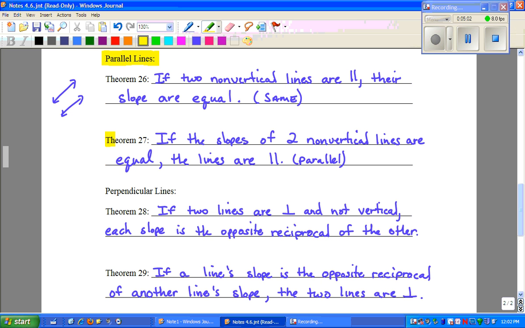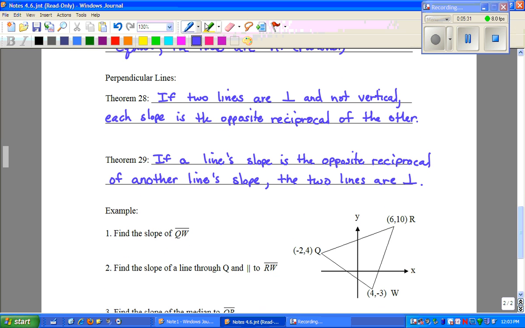Theorem 27 is the converse of that. It says if the slopes of two non-vertical lines are equal, what kind of lines do you have? Then you have parallel lines, right? So to recap, if you have parallel lines, they have the same slope. Or if you're trying to figure out what kind of lines they are, if they have the same slope, you know they're parallel lines. Good stuff? Hopefully.